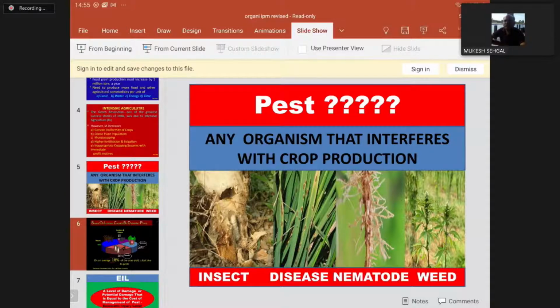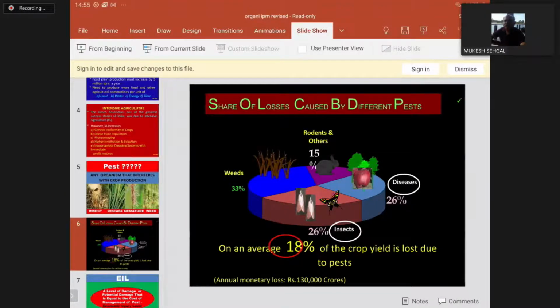According to the latest NITI Aayog data, the monetary loss is 130 crore rupees. Weeds cause the highest losses at 33%, rodents and other minor pests 15%, diseases 26%, and insects 26%. The total monetary loss of 130 crore rupees is what Dr. Chakravarti and I estimated in 2018-19, when he was an ADG.